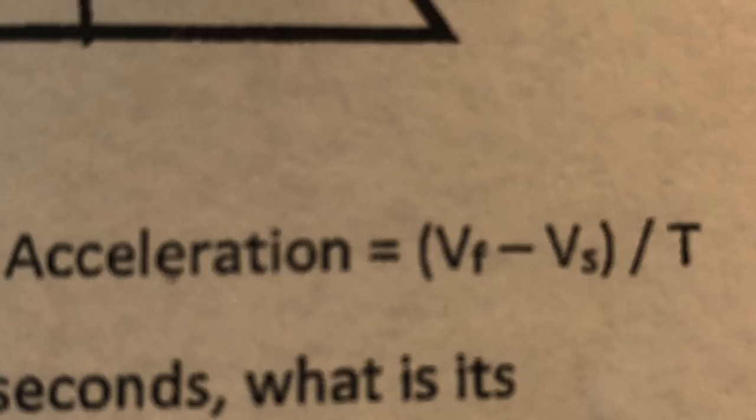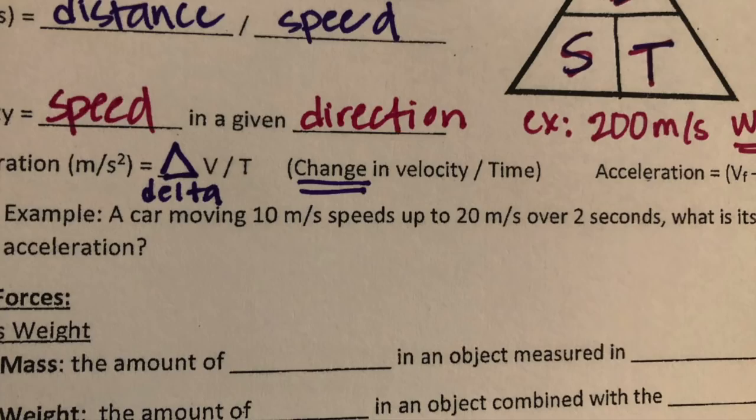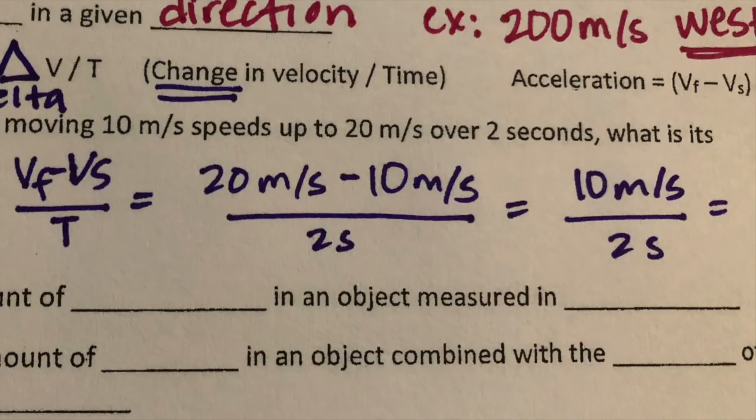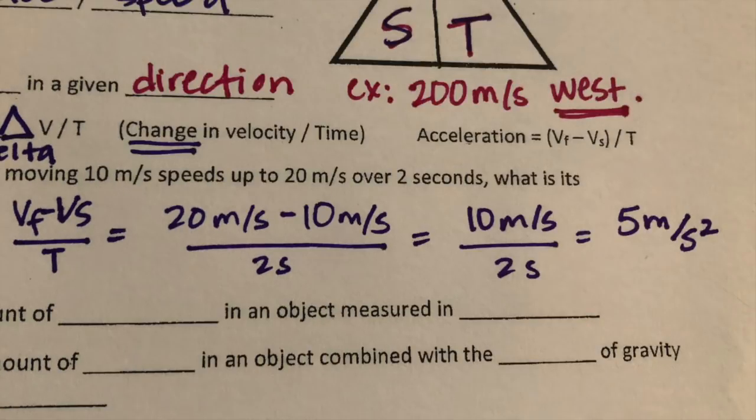Let's look at an example. If a car is moving 10 meters per second and speeds up to 20 meters per second over 2 seconds, what is the car's acceleration? So I take my final velocity, which is 20 meters per second. I subtract the 10 meters per second, which was my initial velocity, to get the change of 10 meters per second. I divide that by the amount of time it took the car to make that change, which is 2 seconds, for an acceleration of 5 meters per second squared.